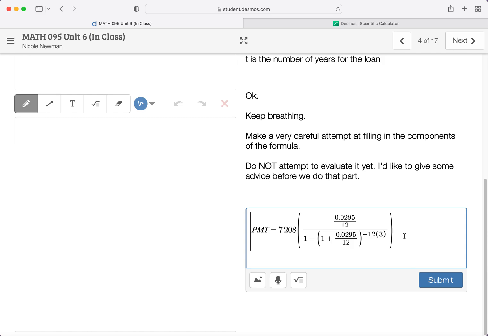We need to be able to evaluate this, and you have some options. You can use a handheld calculator, or you can use the Desmos Scientific Calculator. We'll talk about both. I really like the Desmos Scientific Calculator. You already know this about me, but the longer I use it, the more I fall in love with it. Let's scoot over to the next screen.